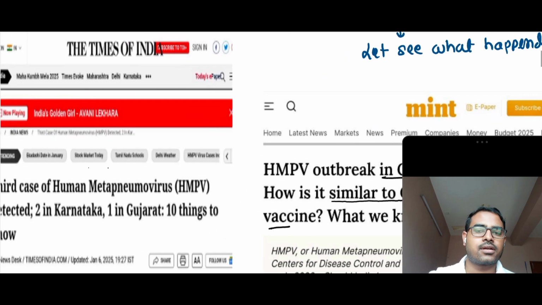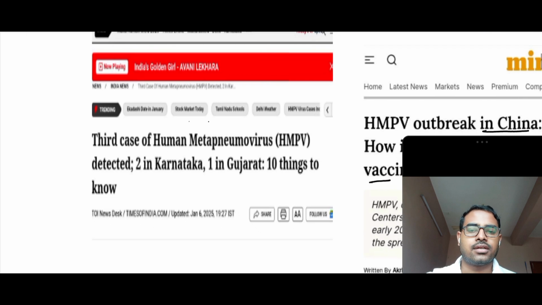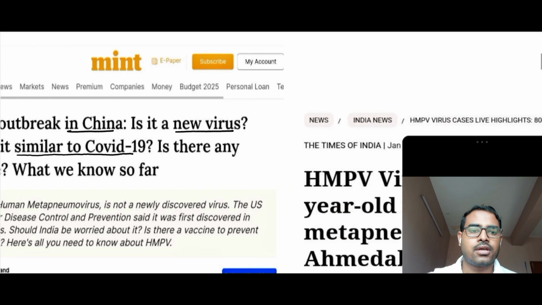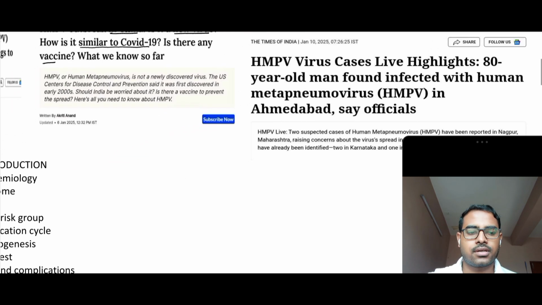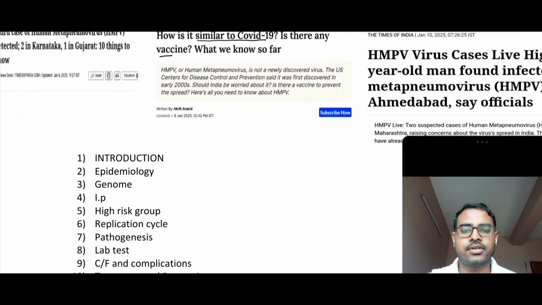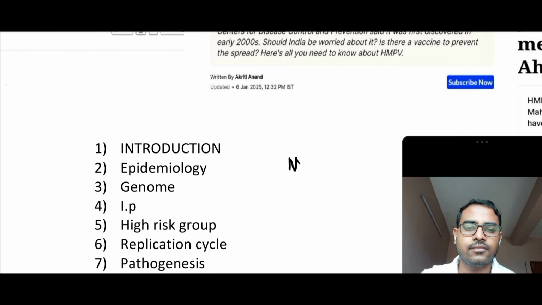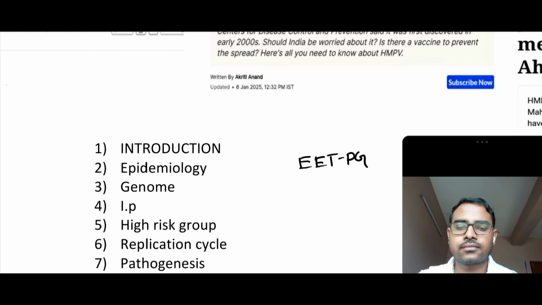I took some paper cuttings, and they show that some cases have been detected in India: two in Karnataka, one in Gujarat, and also an 80-year-old man affected by human metapneumovirus. As this is a trending topic, it is important for both the NEET PG and the INICET examinations.